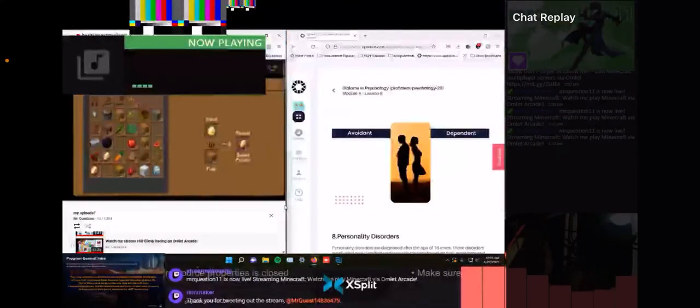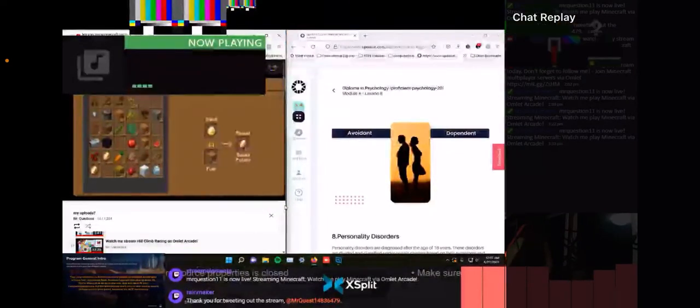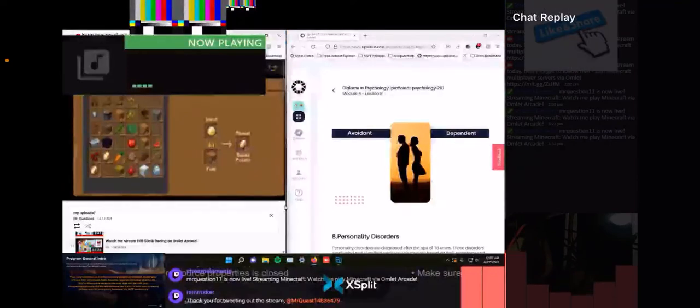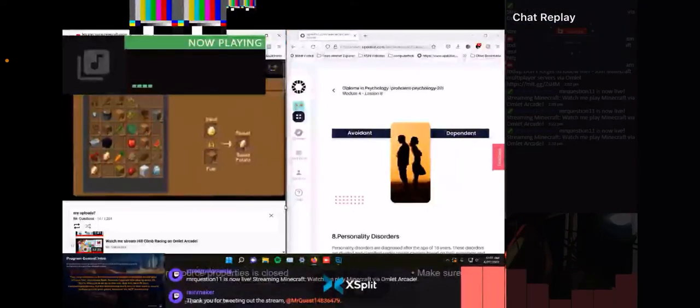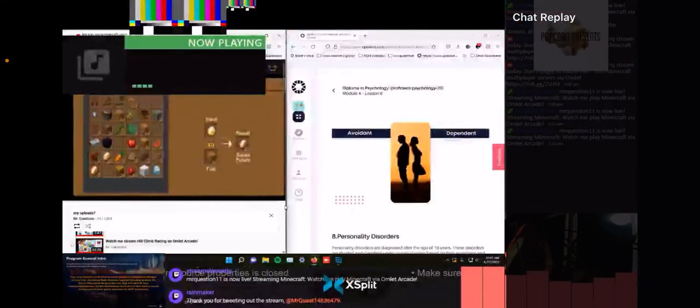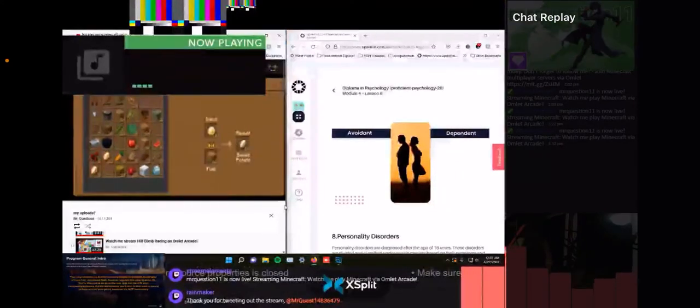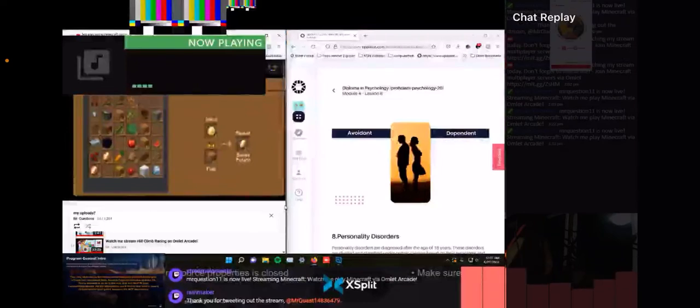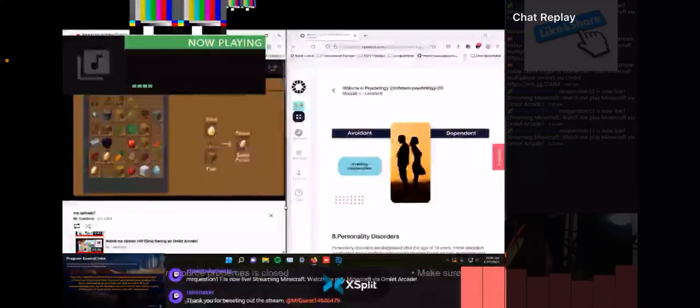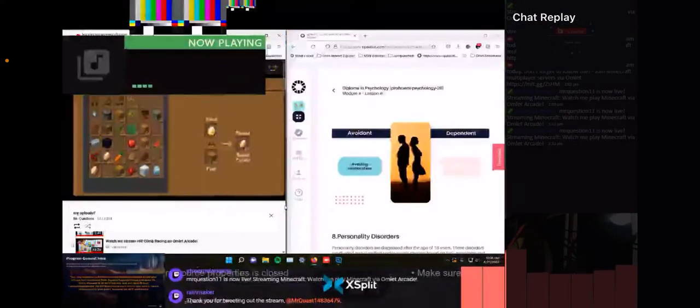I want to make sure that you understand the difference between avoidant and dependent personality disorders. People with dependent personality disorder are similar to those with avoidant personality disorder in their feelings of inadequacy, sensitivity to criticism, and need for reassurance. However, people with avoidant personality disorder respond to these feelings by avoiding relationships, whereas those with dependent personality disorder respond by clinging to relationships.